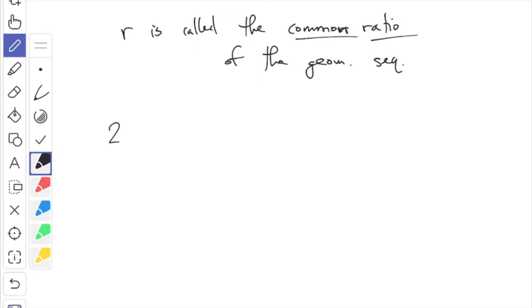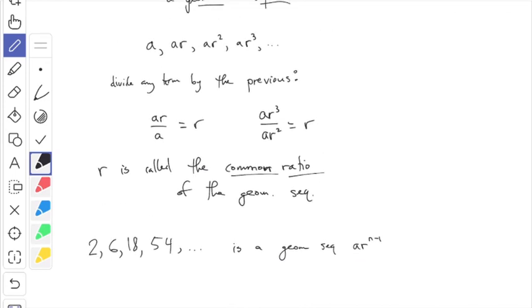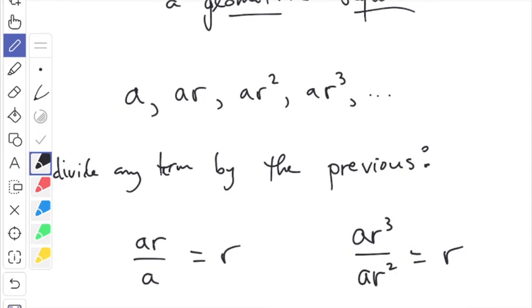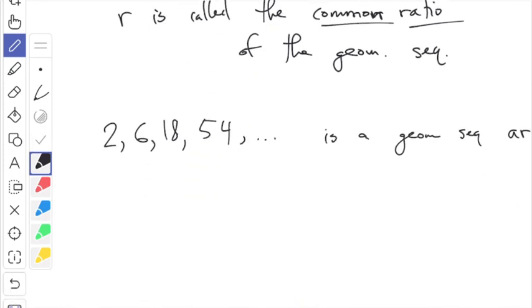For instance, I'm going to write some terms here. 2, 6, 18, 54, etc. It turns out this is a geometric sequence. You know, it is possible to write this in the form a times r to the n minus 1. How could we find the a and the r? It's very easy if you know that r is the common ratio. And what is the a? Well, actually, the a, remember the sequence looks like this. The a is just whatever the first term is, right? It starts with a. So that's very easy if you know what you're doing.